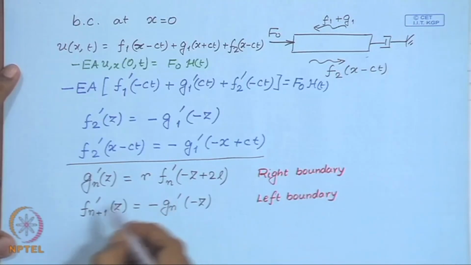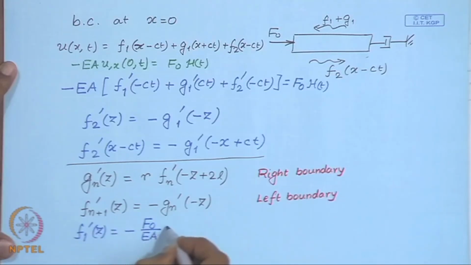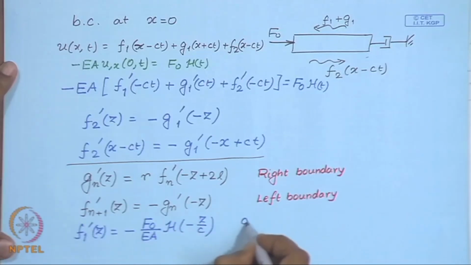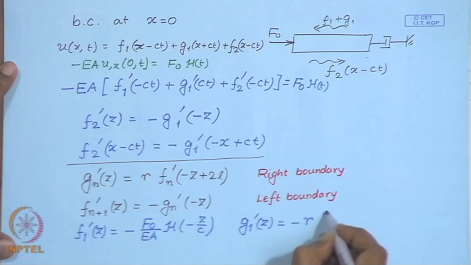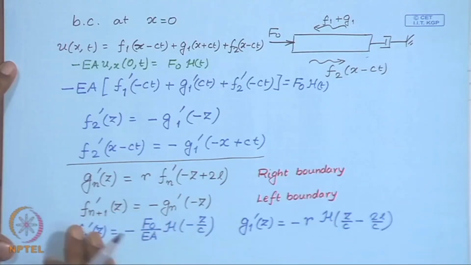And thus at the start f 1 prime we have already solved this. f 1 prime is this, and g 1 prime. So once we know f 1 prime and g 1 prime, we can use this recursion to find out the wave at any nth reflection.